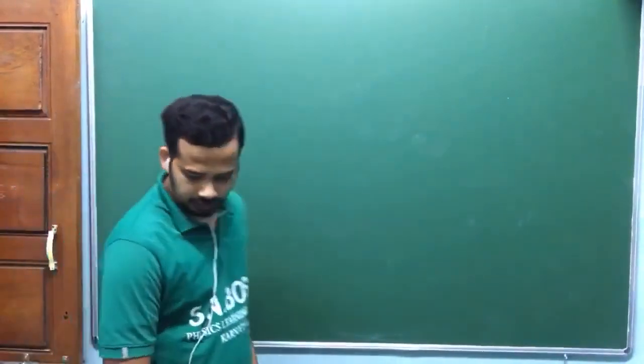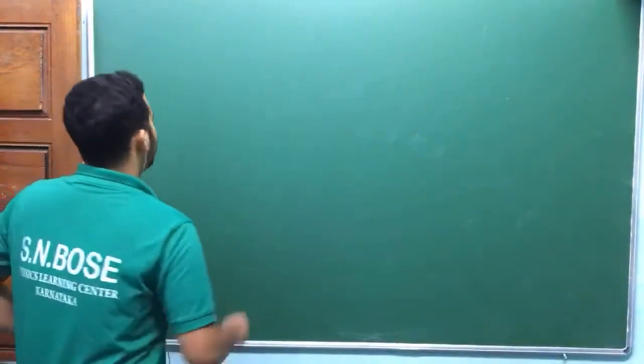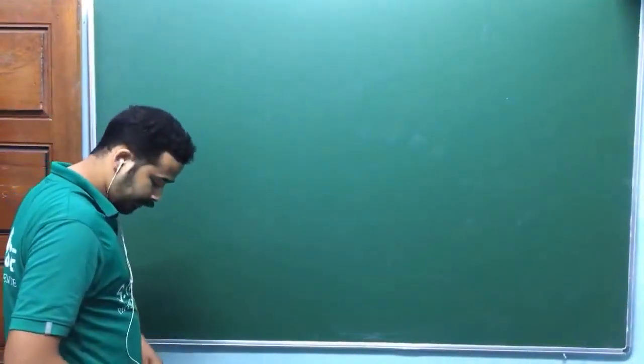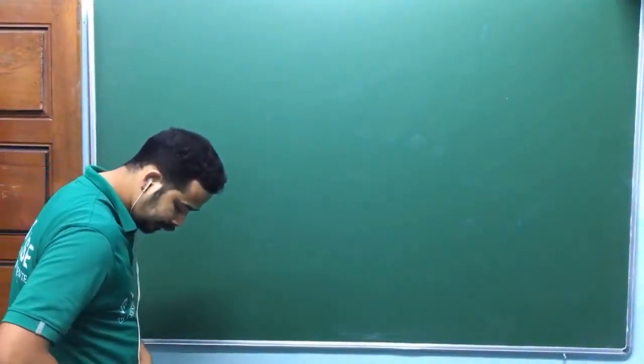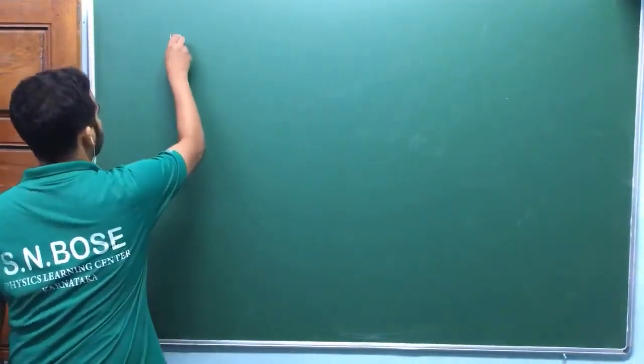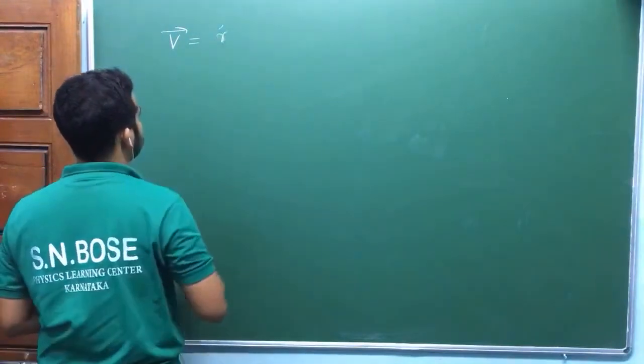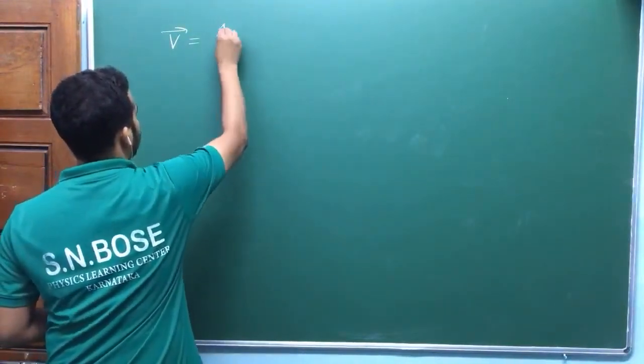Yes, again here is one problem. We shall first define a problem, then we shall solve it by introducing the Dirac delta. The problem is, I will take a vector field like this. The vector field is equal to r cap by r square.